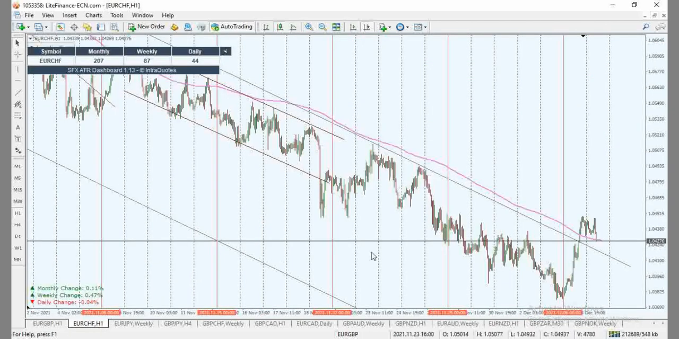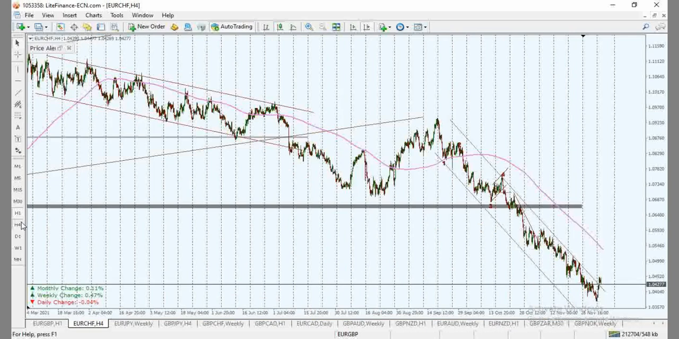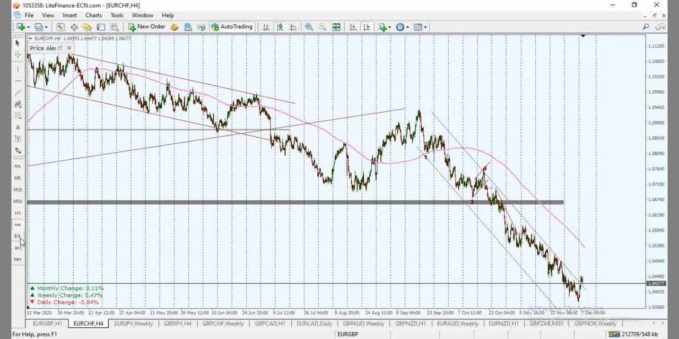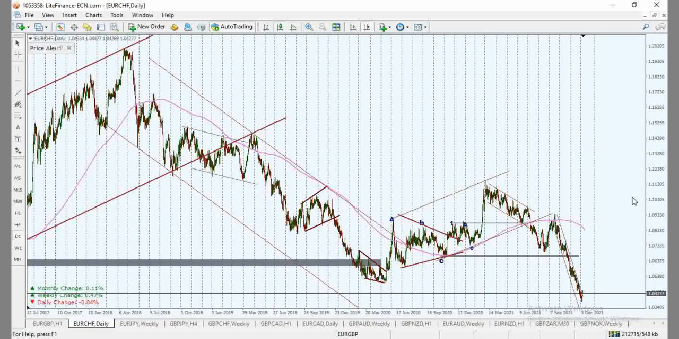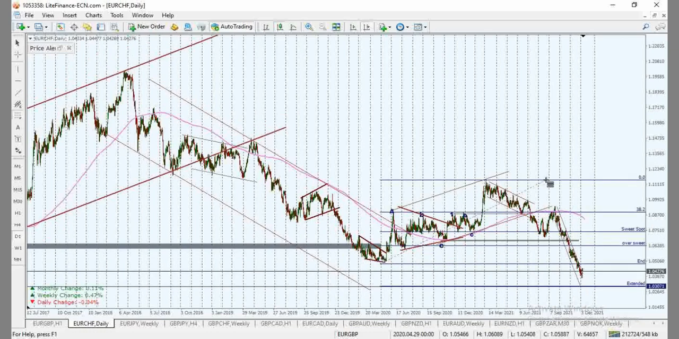All right, so we have Euro CHF this morning. We're out of what could have also been the structured downtrend here. Man, this one is actually still suffering a lot. We're still back at support down here, 127 pip extension. This is really suffering a lot.